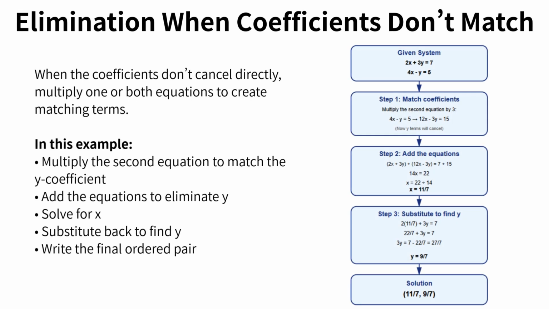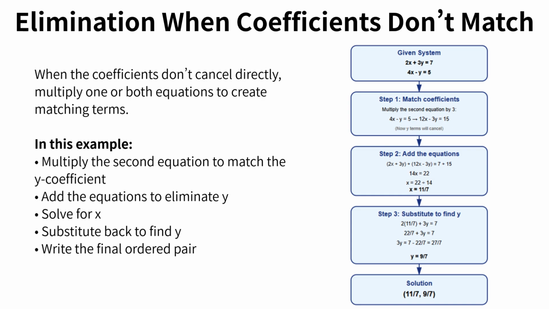Now let's walk through the elimination method using this example. We are given two equations, 2x plus 3y equals 7, and 4x minus y equals 5. To eliminate a variable, we first match the coefficients of y. The first equation has positive 3y, and the second equation has negative 1y. To make them opposites, we multiply the entire second equation by 3. That gives us 12x minus 3y equals 15. Now the y terms are ready to eliminate. So we add the two equations together.